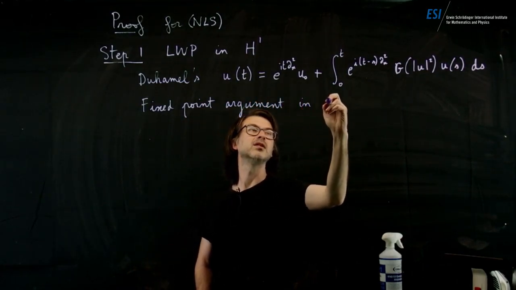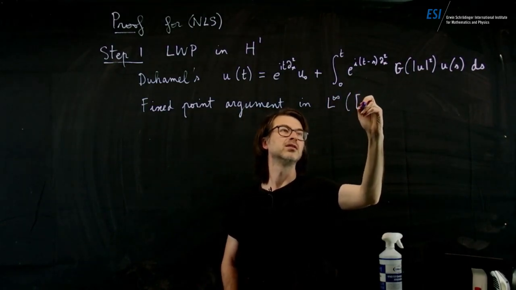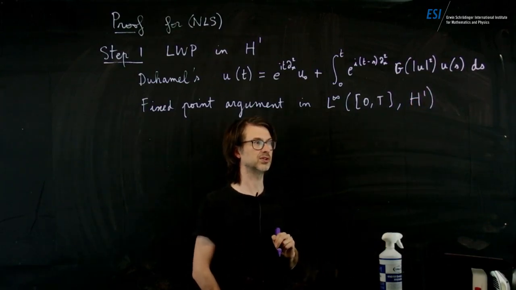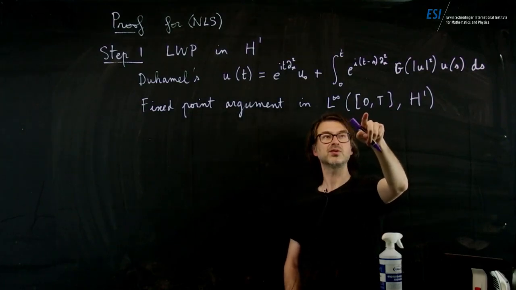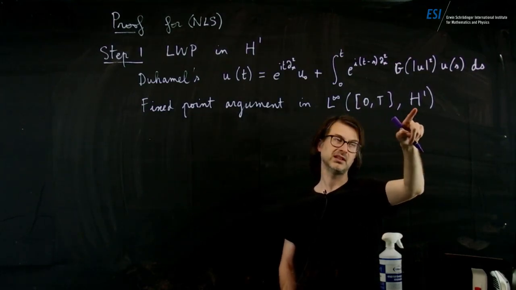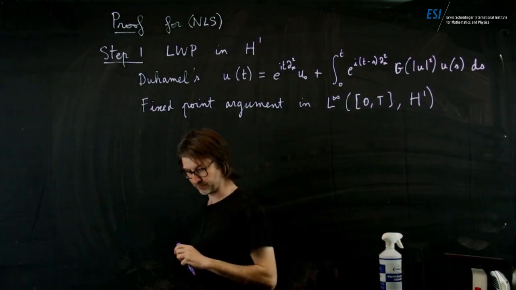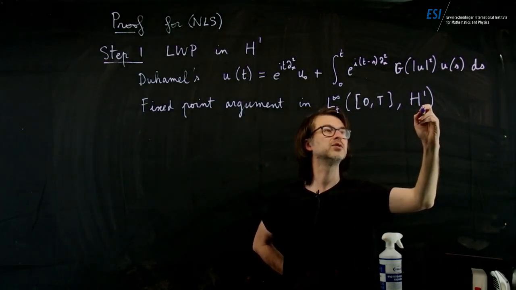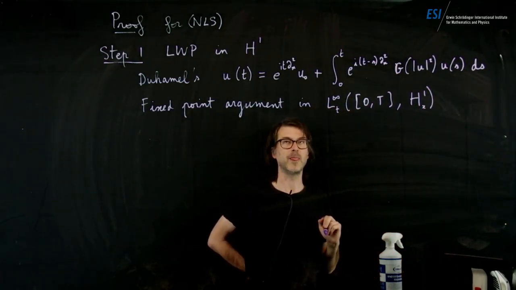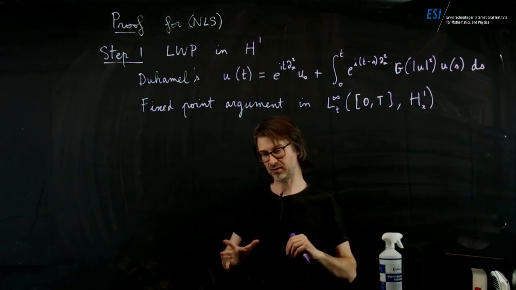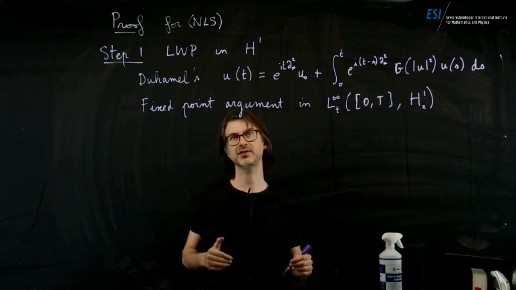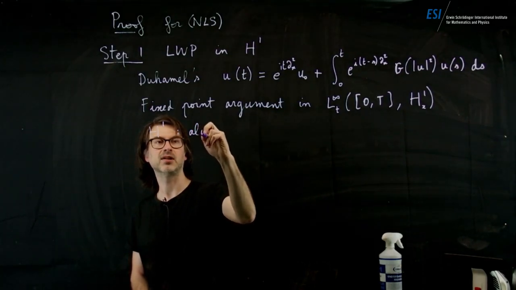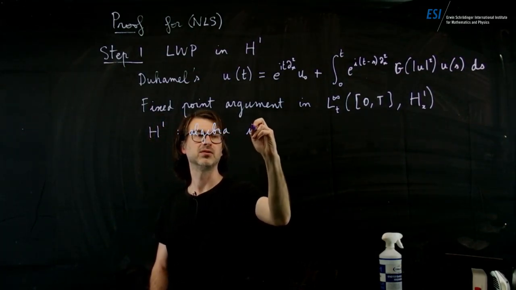in L infinity of (0, t), H1. So it's the set of functions from (0, t) to H1, which are uniformly bounded in the H1 topology. To be precise and clear, it's L infinity in time, H1 in space. Maybe just one keyword to explain why this fixed point argument is working is that H1 is an algebra in dimension one.